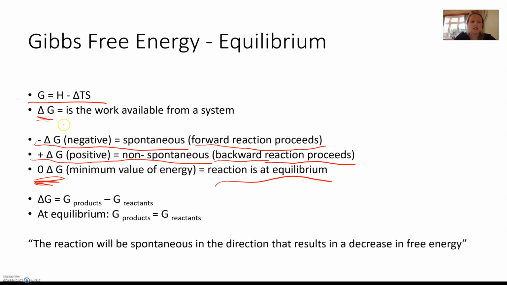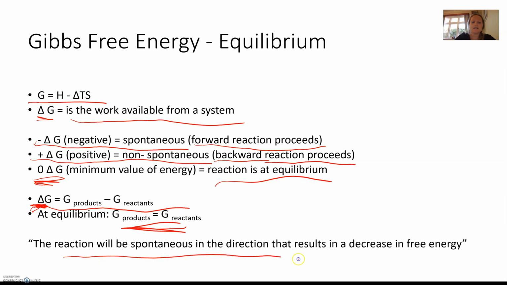Change in G, just a reminder, is the work available from a system, and we'll talk about that as well. The change in G is calculated by G products minus G reactants. At equilibrium, these are equal, but for most reactions that are spontaneous, that G will be negative. So the difference between products and reactants will be negative, and a reaction will be spontaneous in a direction that decreases that free energy.